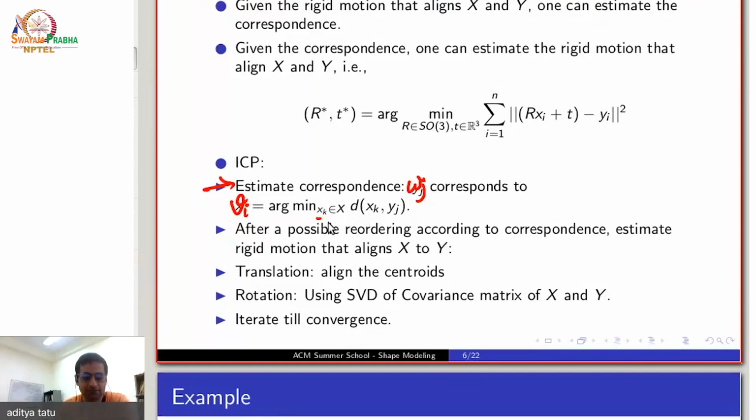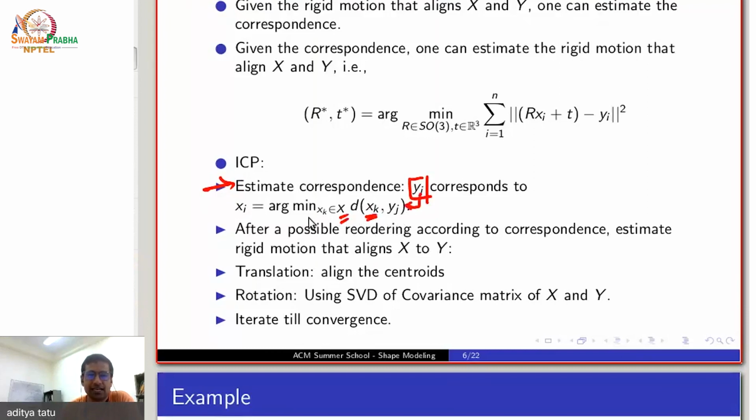Okay, I think maybe I've done it the other way around. Okay, so in the mesh Y, I want to find out to which point the vertex yj corresponds in the mesh X. So what we do is compute the Euclidean distance of all points xk in the mesh X to this particular point yj.